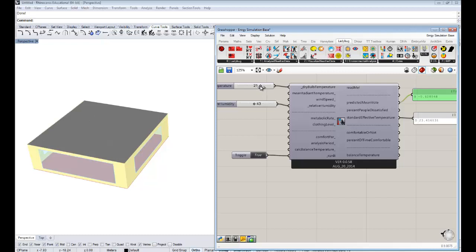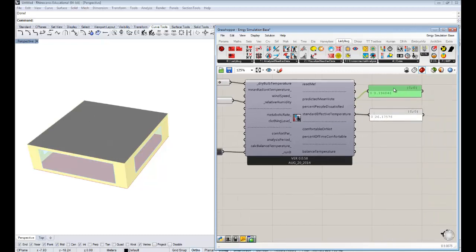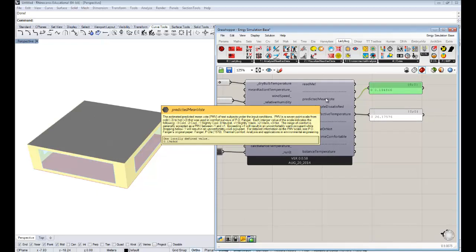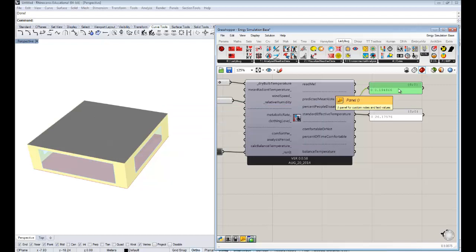But the thing is, if we raise that a little bit, you'll see it gets closer to 0, and then the person's a bit happier. So this is a mean vote, meaning that it's averaged over a very large group of people. Another way of understanding this, which was pretty useful, is in terms of the percentage of people that are dissatisfied, which is basically when the predicted mean vote is less than minus 0.5 or greater than 0.5.